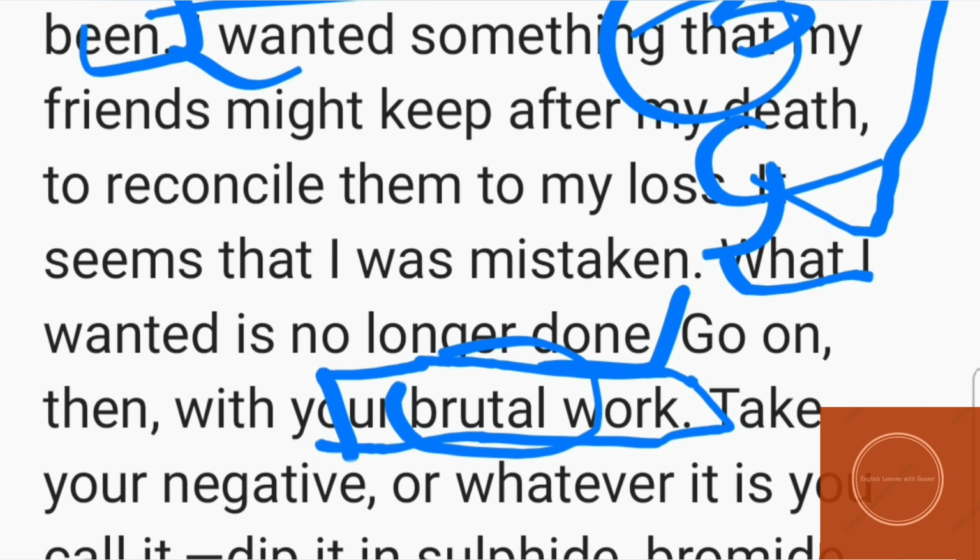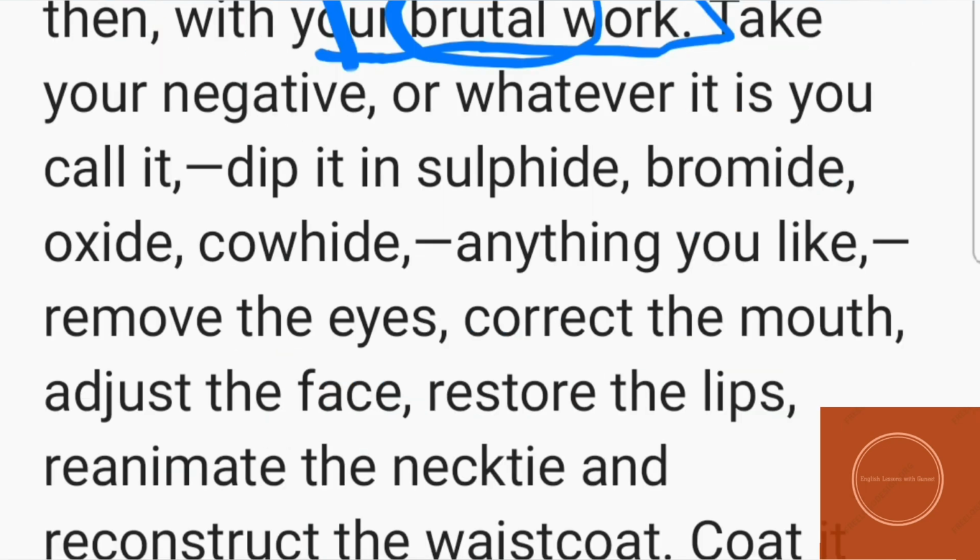Now, as he had said, the photographer said that I need to develop the negative first in the first meeting, or when it was coming to the end. And he has said that you cannot take this photograph right now because I have to develop the negative. So now the man is saying that you just take your negative, means you keep these negative things that you're having, you keep your negativity with you only, just do not give it to me, or whatever it is, you know you call it, you dip it in sulfide, bromide, oxide, cowhide, anything you like.